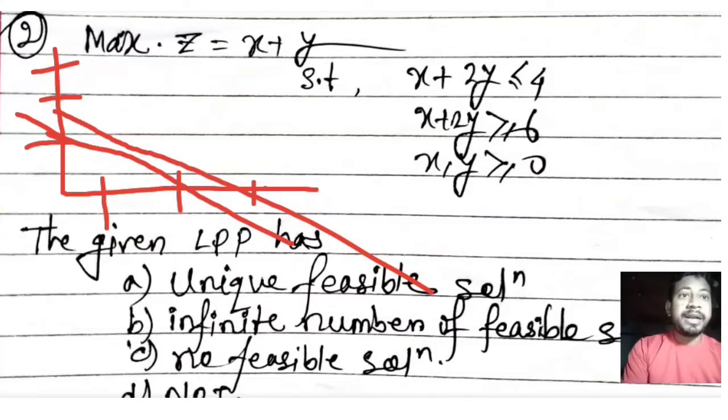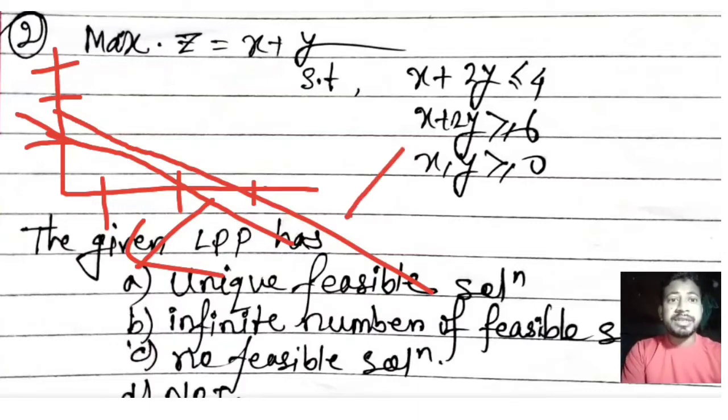Now we have to find the region. This one is true, so its region should be on this side. And this one is false, so this region is on this side. So now, is there any bounded feasible solution? No. So option A will cancel out. No feasible solution and infinite number of feasible solutions. So there is no feasible solution.